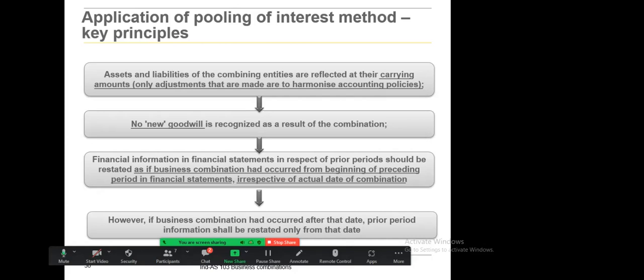Financial information in the financial statements in respect of the prior period should be restated as if the business combination had occurred from the beginning of the previous period. However, if the business combination has occurred after that date, prior period information shall be restated only from that date. With respect to the prior period business combination, I just want to tell you one more thing.